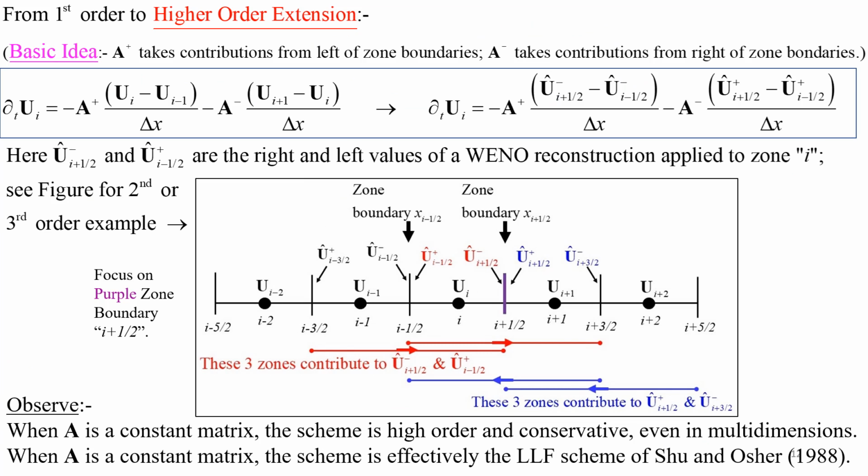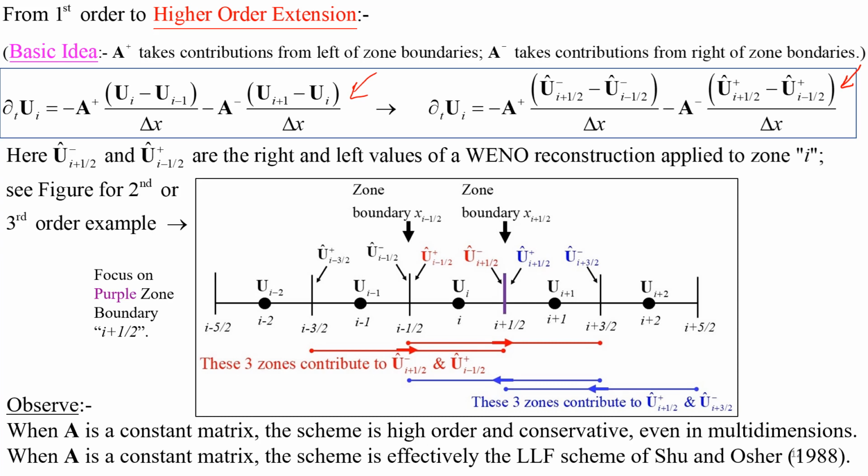How do we go ahead and do exactly that? The answer is that we have a basic idea that A plus takes contributions from the left of the zone boundaries and A minus takes contributions from the right of the zone boundaries. So this first order scheme is then upgraded to higher order of accuracy to this scheme on the right. So that with this scheme on the right, as long as your reconstruction of U minus and U plus at the zone boundaries is higher order accurate, you will actually get a higher order scheme.